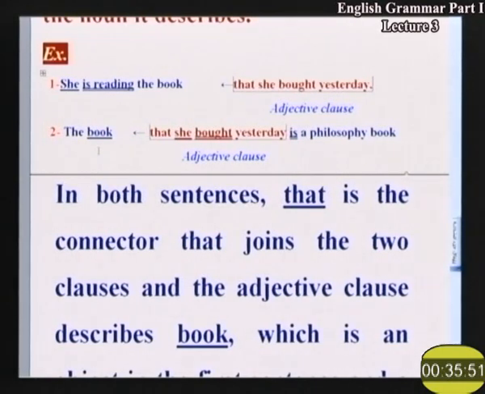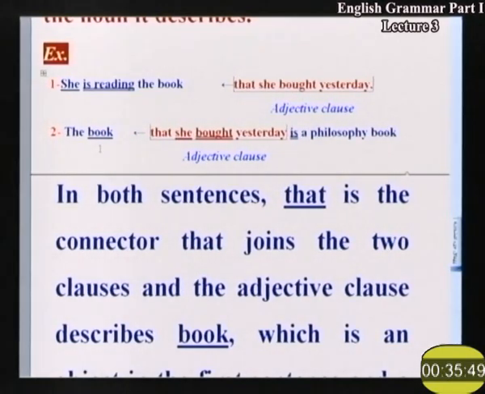ليه الادجكتيف كلوز ممكن تيجي بقى في اول الجمله؟ انتوا عارفين حكايه اول الجمله او اخر الجمله ونص الجمله الكلام ده. طيب هي الادجكتيف كلوز بتيجي بعد الاسم اللي هي بتوصفه. فاللي حاصل هنا she is reading the book that she bought yesterday. The adjective clause is qualifying the word book which in the first sentence is an object. طبعا الأوبجكت بيجي في آخر الجملة.